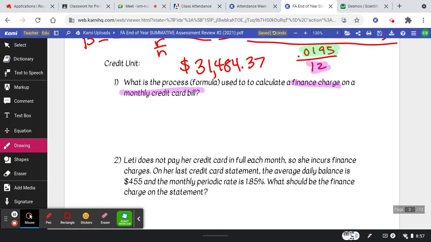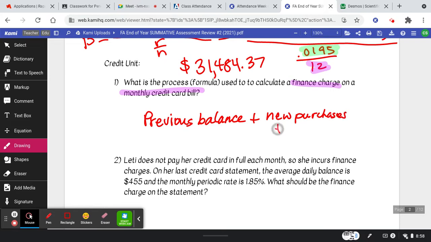This is going to be all these different little boxes from the statement. It's where we take the previous balance and we add the new purchases, and that sometimes is called transactions, depending on your statements. And then we take off a payment. So we've got to take the previous balance, add the new purchases you might have made, and take off a payment. That gives us now the starting number.